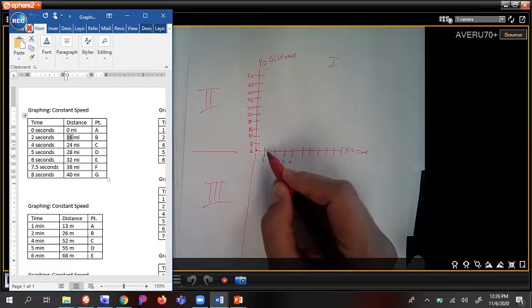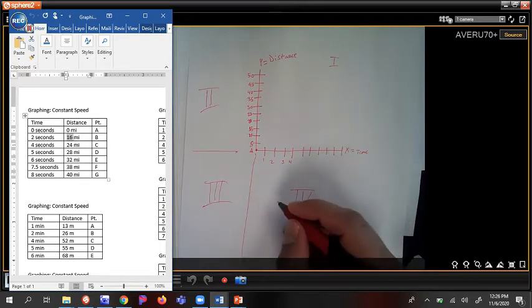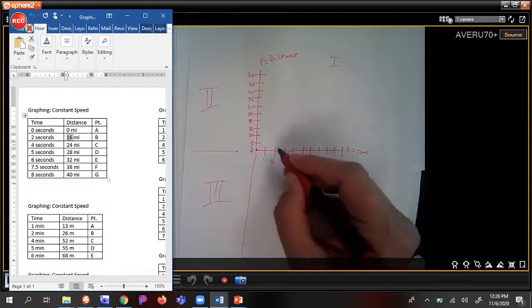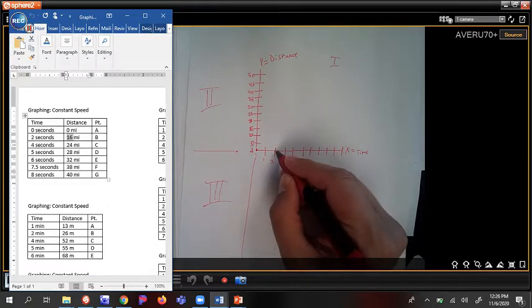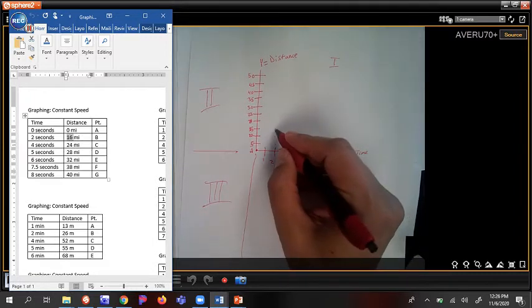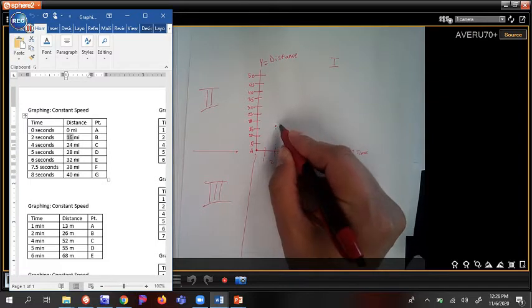So I'm going to go over 1, 2 on the x. Because remember, I'm looking at my time first. And then I have to count up to where 16 would be. So there's 5, 10, 15. Well, is 16 going to be just above 15? It sure is. So that is point B right there.